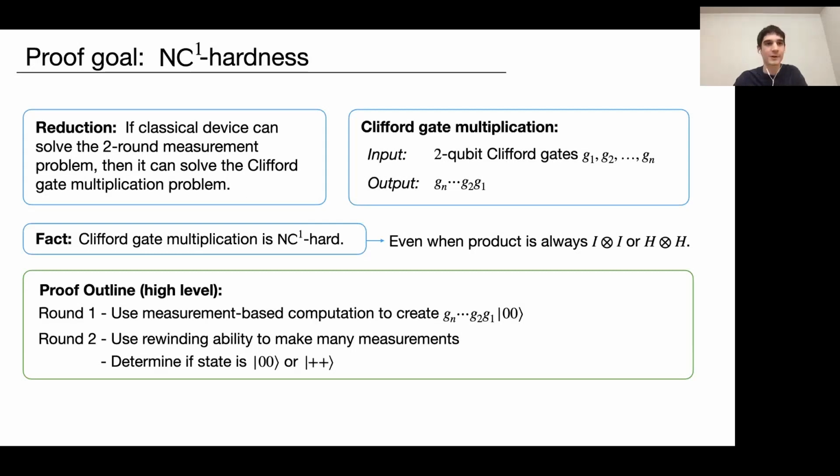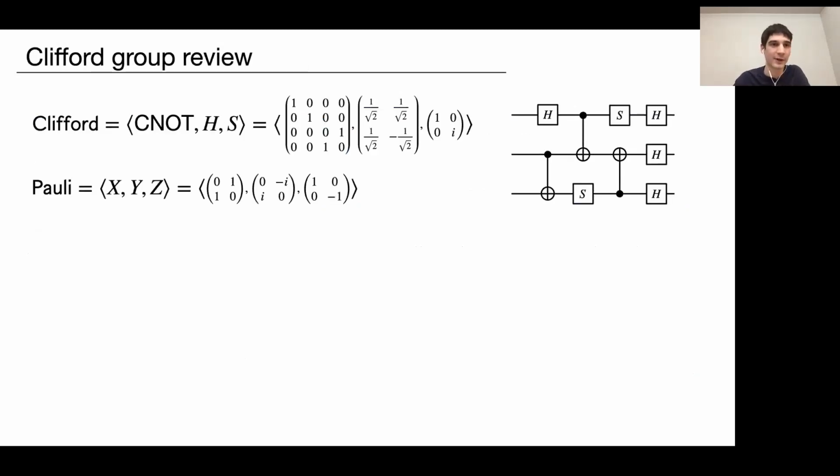Now, this is a caricature of what's actually going to happen. Before I go into the details of those 2 rounds, I thought it might be good to give a very brief review of the Clifford group and the Pauli group, because they're going to be integral players throughout the rest of this proof. Many of you have probably encountered the Clifford group before. It's a very important subgroup of the quantum operations, generated by the CNOT gate, the Hadamard gate, and the phase gate.